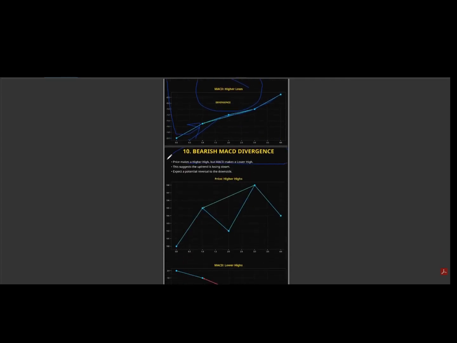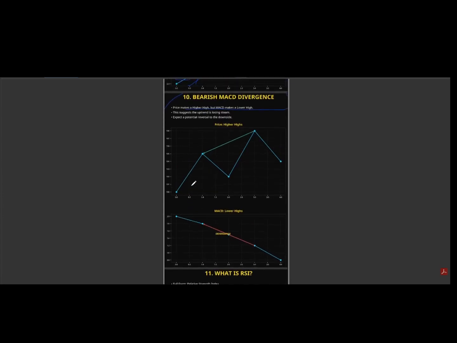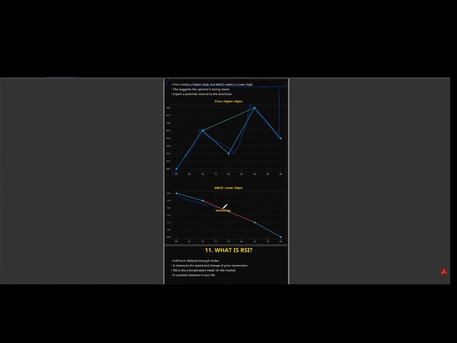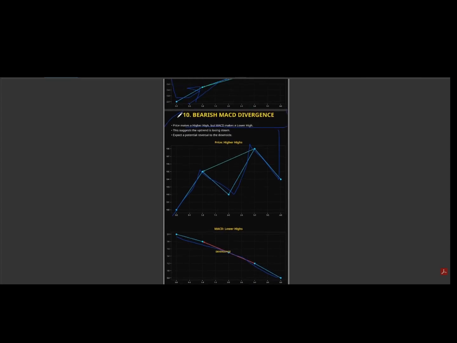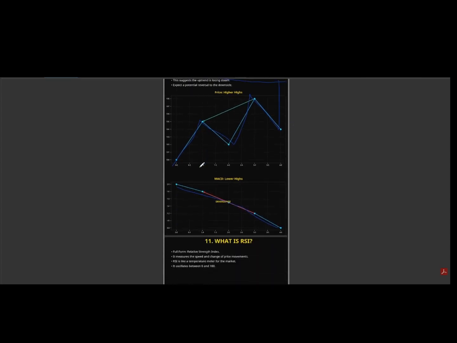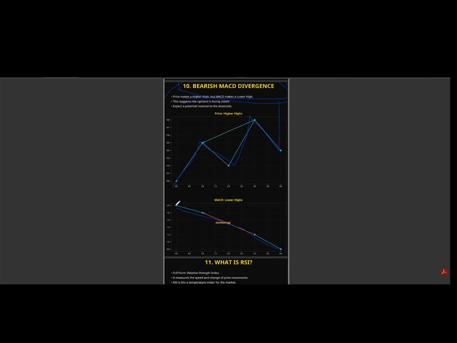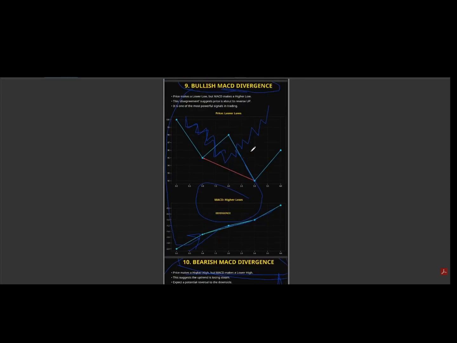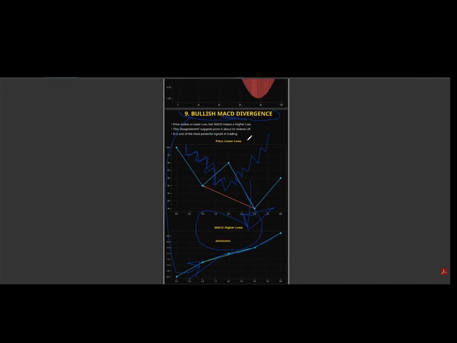Now what is bearish MACD divergence? When you look at the price chart, it's making continuous higher highs and higher lows, and it is a good bullish trend here, but MACD is going downwards and the market is going upwards. This is called bearish MACD divergence, and this gives a good sign that markets are going to reverse and start following the direction of MACD. Now these are two different types of divergence.